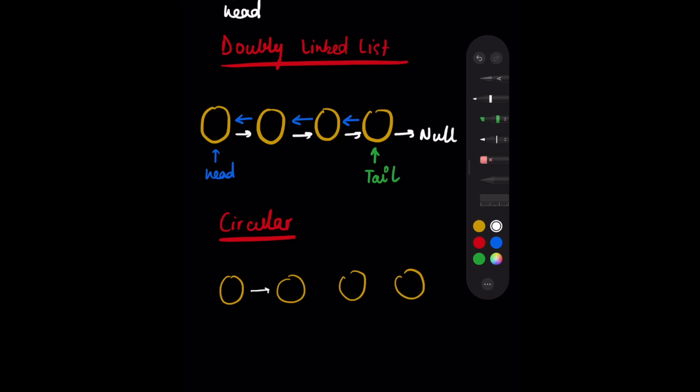Each node points to the next node, but the last node, instead of pointing to null, points to the first node in the list. So this is a circular linked list. And similarly as before, the first node of the list is referred to as the head, and we also keep track of the last node, which is referred by the tail pointer.